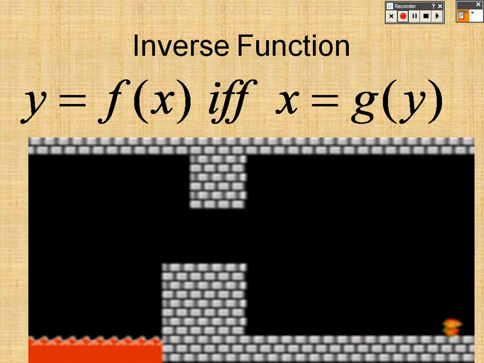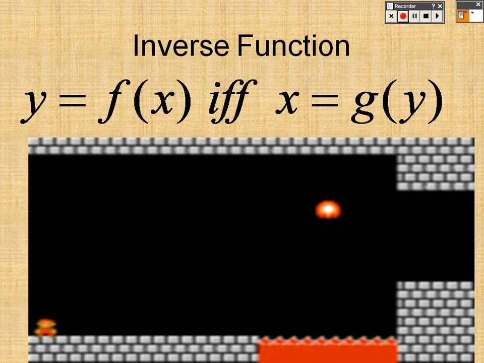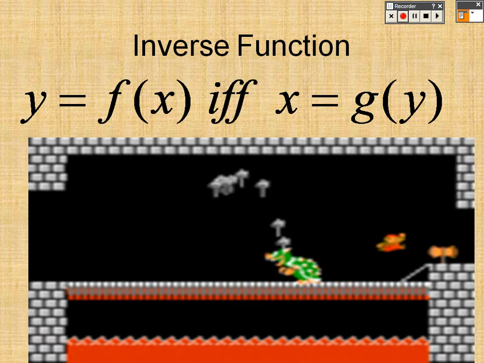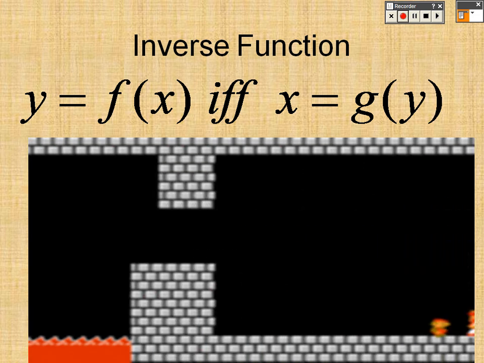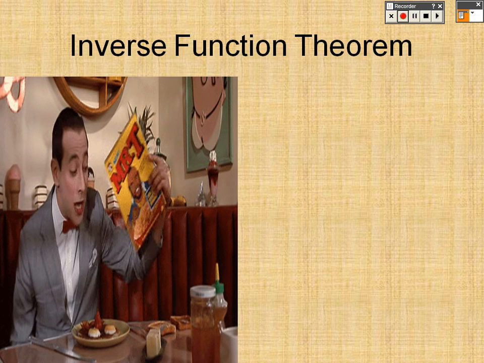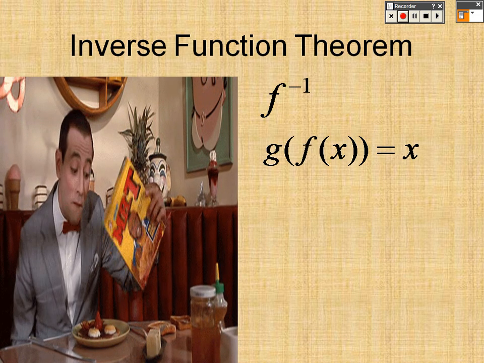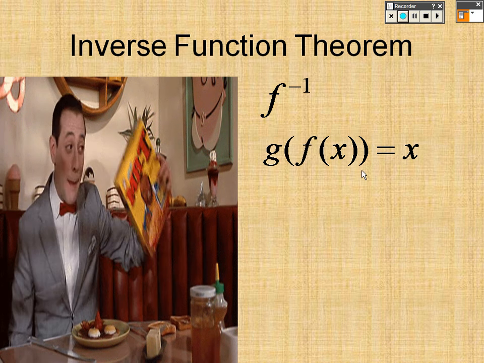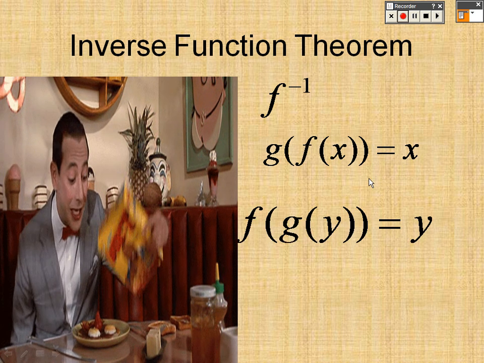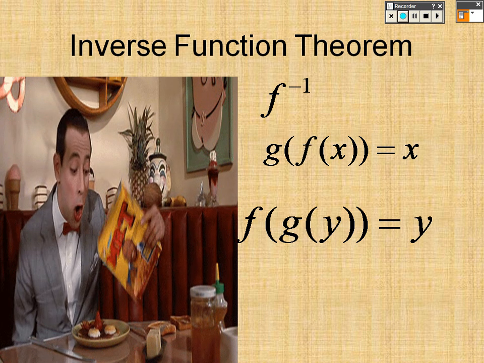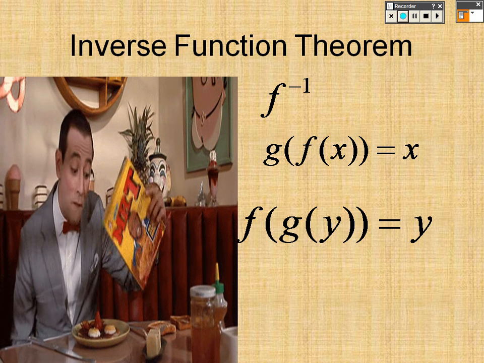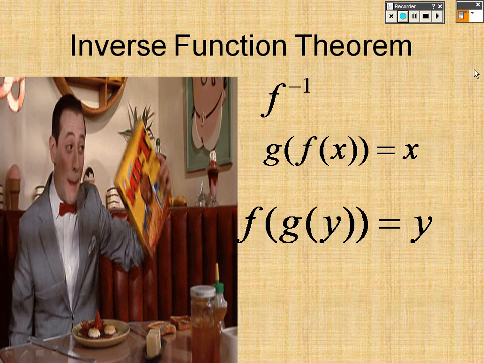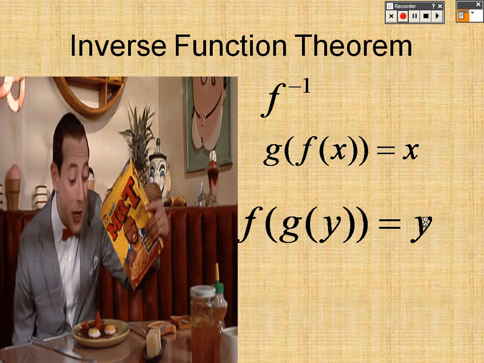So, inverse functions. It's when y equals f of x if and only if x equals g of y. The inverse function theorem states, and this is how you can tell if it's an inverse, g of f of x equals x, and f of g of y equals y. So basically, you take each of your inverses that you find and plug them back in. If you get x and y as your answers, then you have the inverses. It's better to see with an example what we are actually doing here.